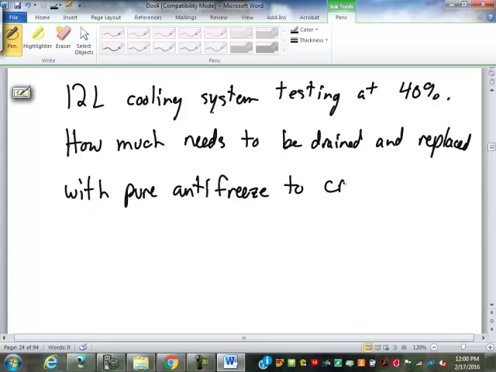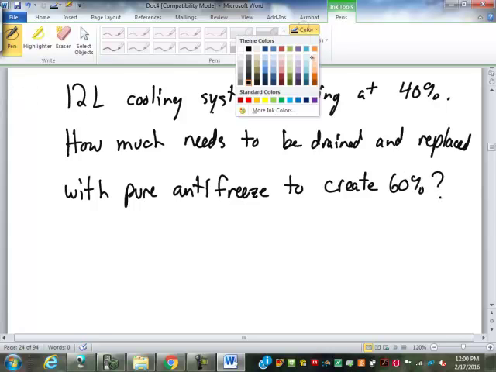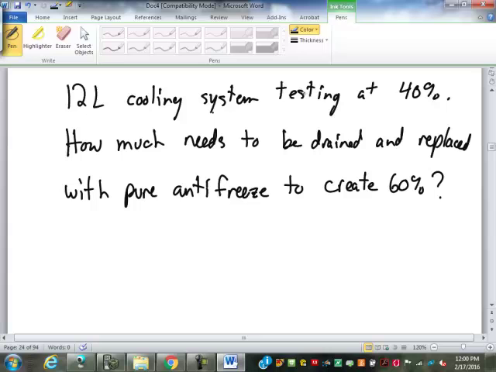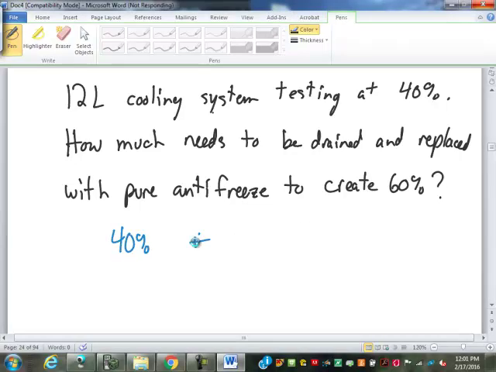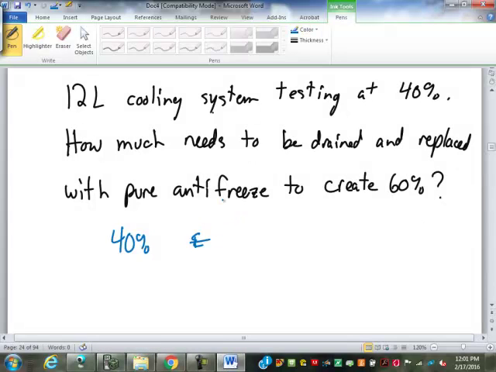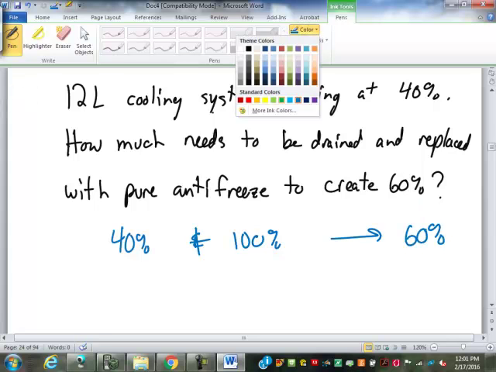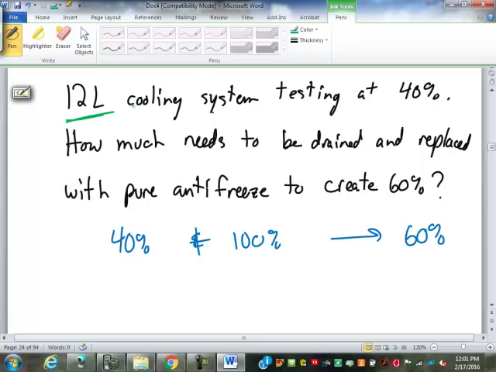To increase it to create a 60% mixture. So here again, we do have our ingredients. This time will be 40%, and the pure antifreeze is going to be 100%. And we're still shooting for a 60%. Now, however, the 12 liters is not the amount of the 40%. The 12 liters is going to be the final amount. That's how much the system holds.